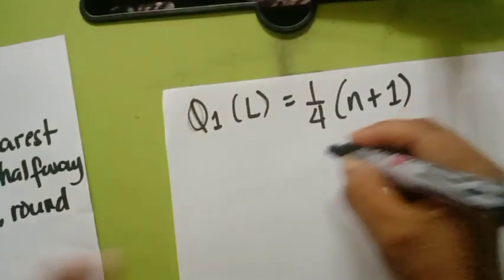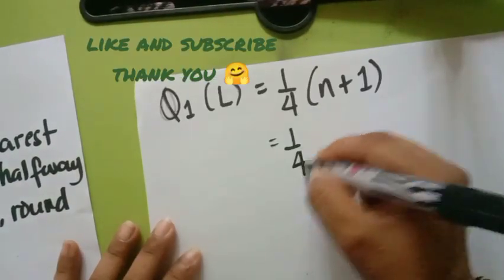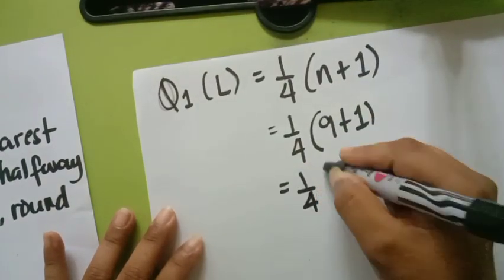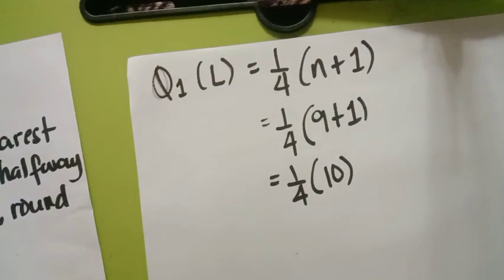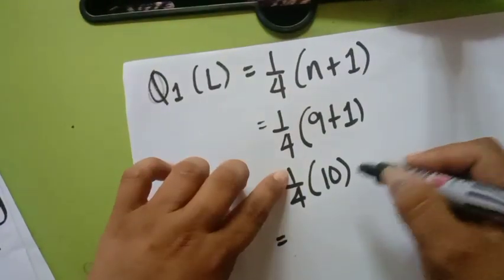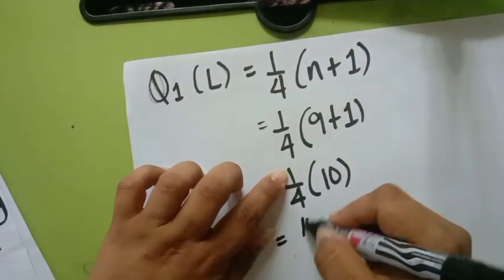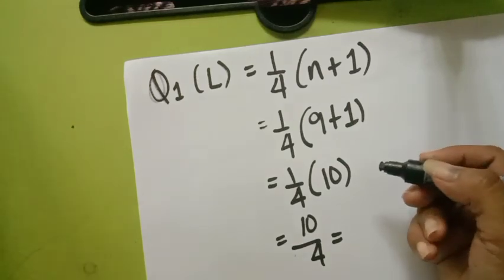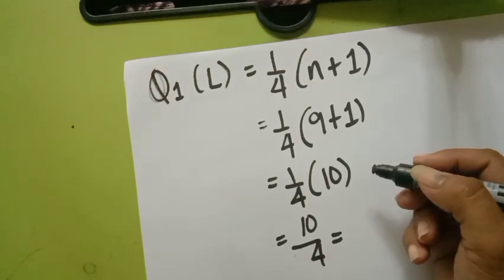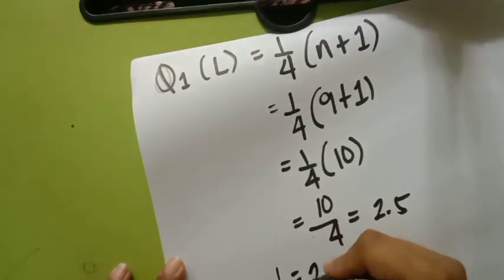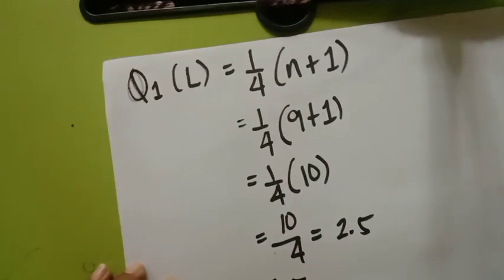Okay. So, this is 1/4 times 9 plus 1. So, this is 1/4 times 10. Pwede kayong mag-calcu, pwede ring hindi. So, 1 times 10 is 10 over 4. 10 divided by 4 is 5 over 2. Ano yung 5 over 2? That is 2.5. So, yung L natin is equal to 2.5.